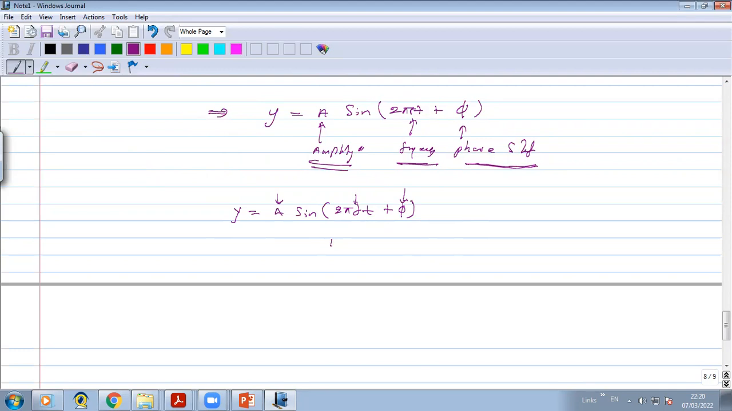And you know that 1 by T is equal to f. So this is the period, in other words, the time taken to complete one circle, the time for one circle. And omega is equal to 2 pi f, and also omega t is equal to theta. So you have to understand at least these three identities. These are very important.